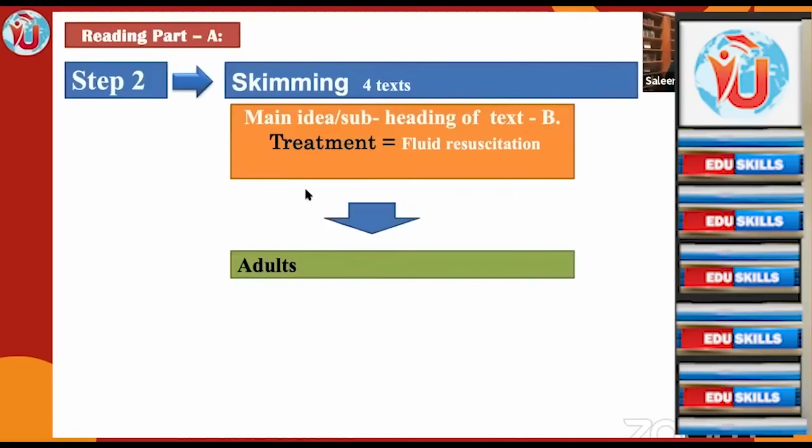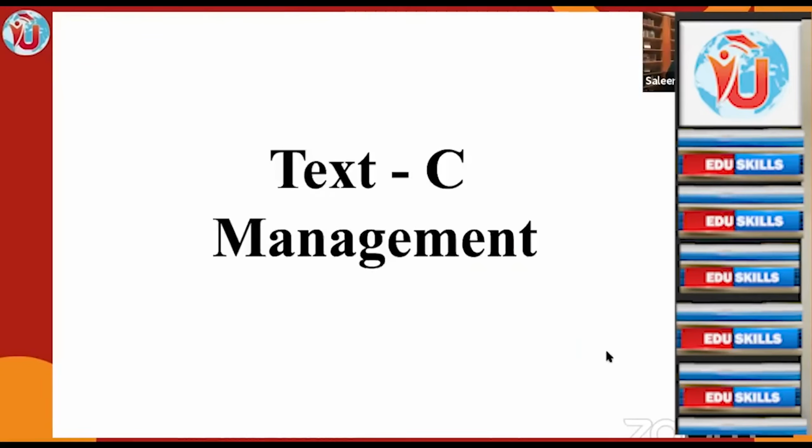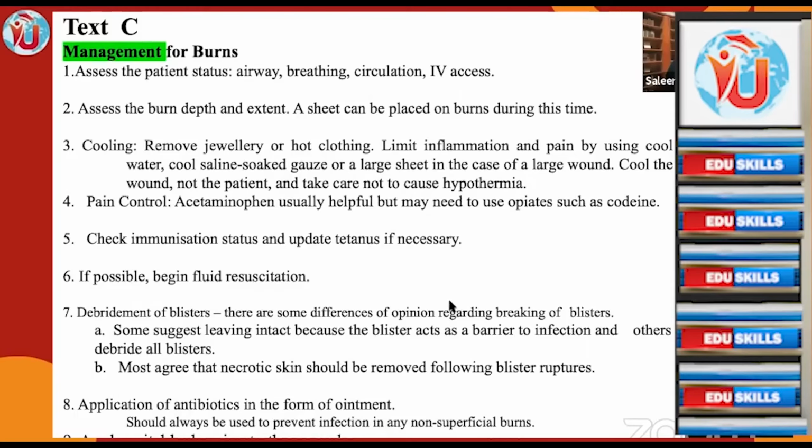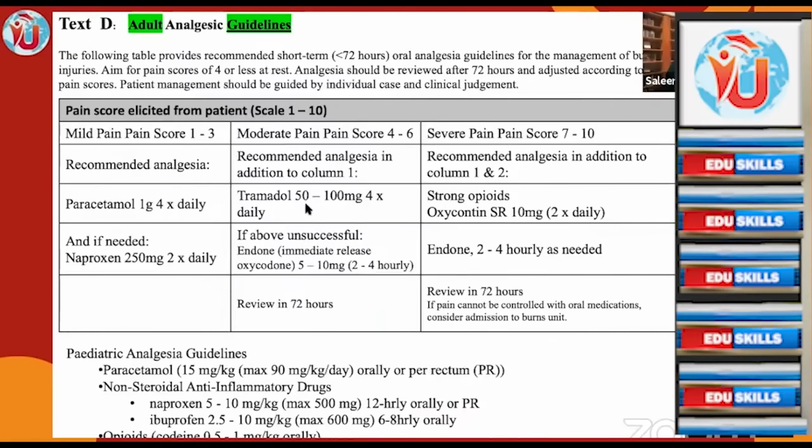So step 2 is the main idea, the subheadings of each text. Fluid resuscitation is the subheading, with adults and children, those are the 2 aspects. Third one, management, we have already looked into. And the fourth one, adult analysis guidelines.